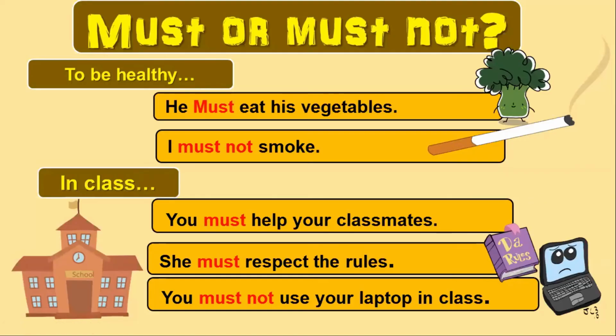I must not smoke, okay, to be healthy. If I really want to be healthy like you, si quiero ser saludable como ustedes, no debo fumar, ¿cierto? Now, let's talk about classes, okay, in class. You must help your classmate. Deben ayudar a su compañera. Number two, she must respect the rules. We have some rules in our school, in our class, and everyone, also me, has to respect that rules, okay? Ella debe respetar las reglas.